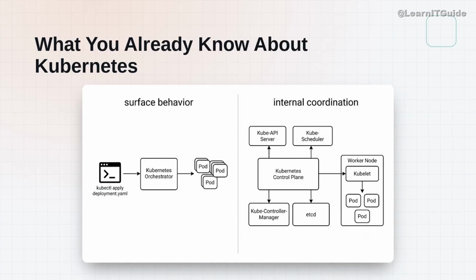So what do you already know about Kubernetes? You know it as an orchestrator that takes your YAML files and keeps your applications alive. If you have followed our previous deep dive on pods, you know they are the smallest deployable units. But the surface behavior, using kubectl to push a deployment, masks a massive amount of internal coordination. It feels like magic, but every single operation is just the result of a specific handshake between internal components.